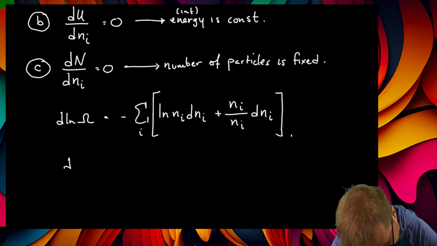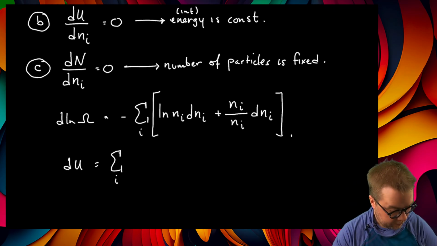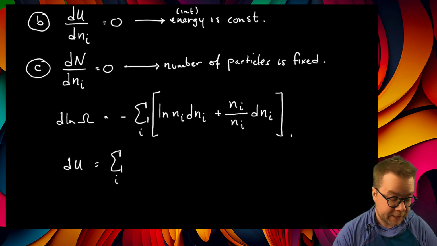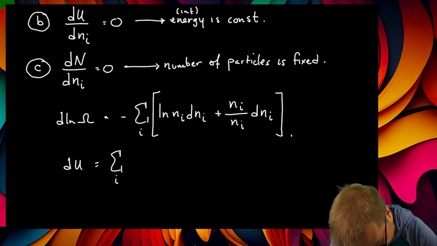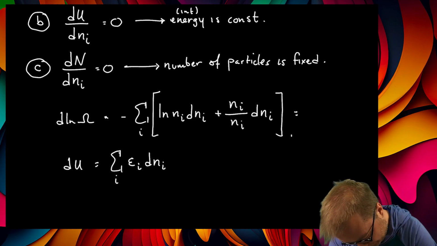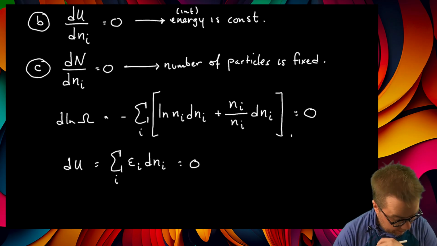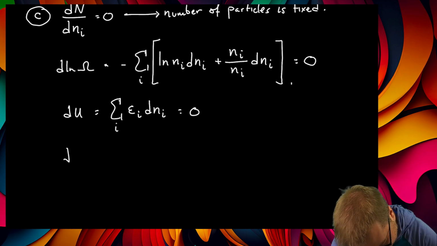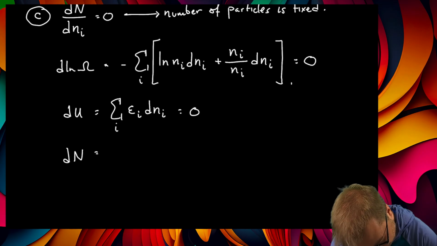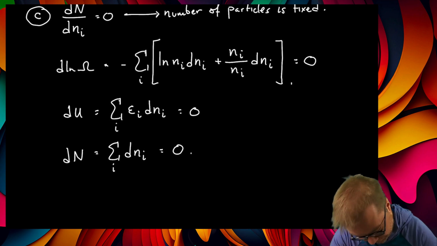dU we can write as the summation over i. The energy of configuration i is not changing, so the only thing that's changing is the number of particles, and so this will be epsilon_i dn_i. Okay, so that should be equal to 0. And finally, dn, which is equal to the summation over i of dn_i, must be equal to 0.